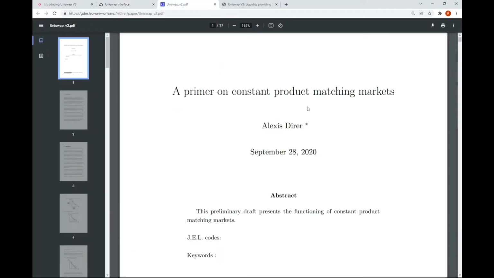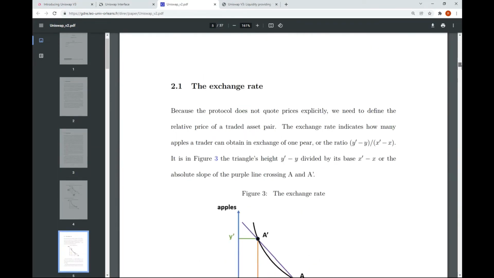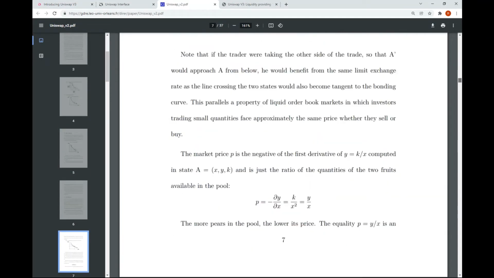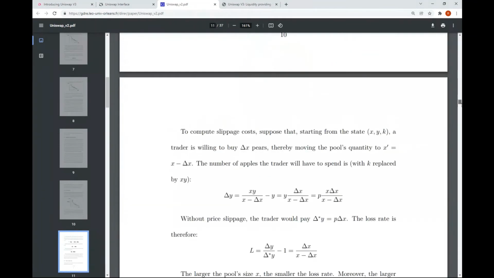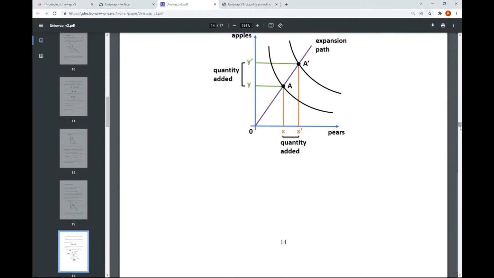But back in V2 land for a moment, I ran across this great paper by Alexis Dyrer. Has some good graphs and things that are going a little deeper into V2 than I have in my videos. I would definitely recommend perusing through this paper, and I'll put a link in the description so that you can check it out. But I just wanted to direct your attention to this graph on page 14.